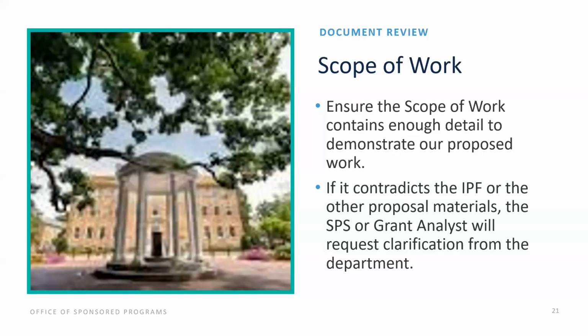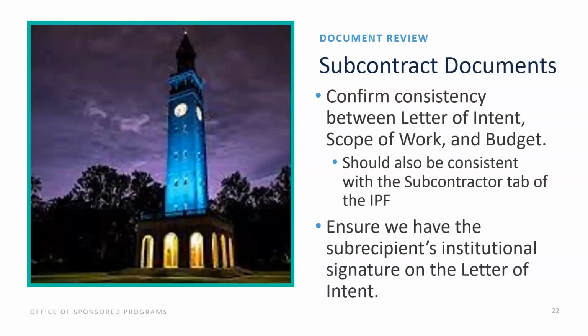Next page, please. Same with subcontract documents. They need to be consistent. The amount in their letter of intent needs to match their R&R budget. What their budget and budget justification say needs to also be in agreement with what their scope of work says. And we need to have their institutional signature in the letter of intent.